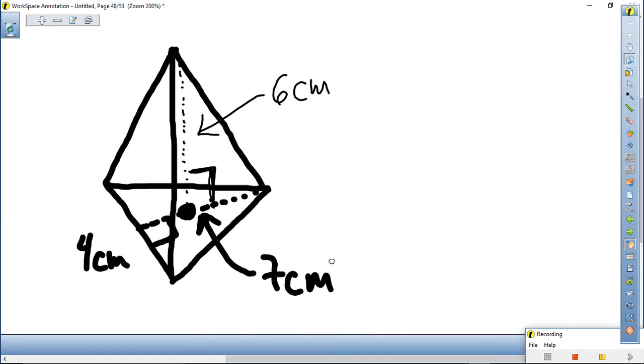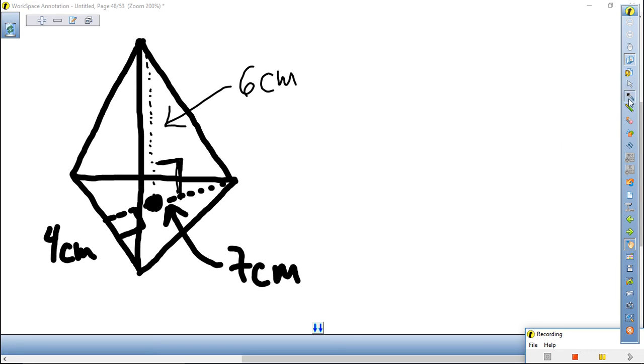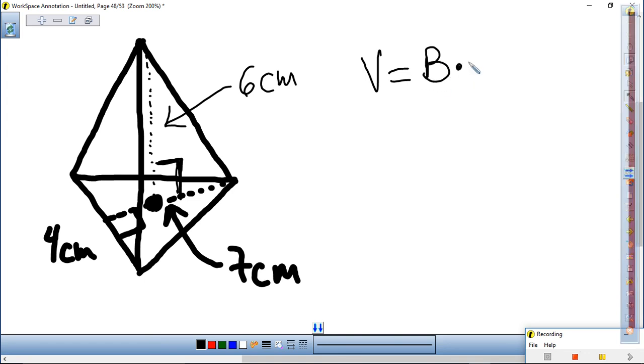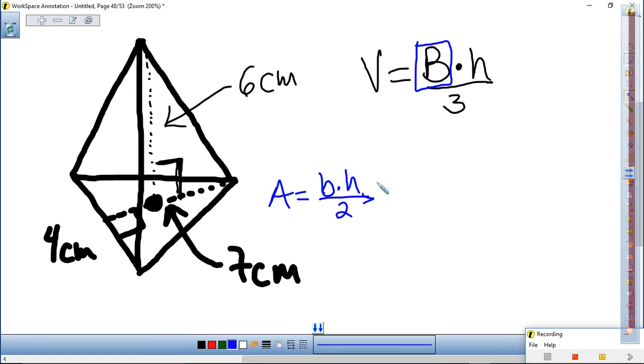Therefore, let's find the volume. What is the formula that we write? V equals big B, or capital B, times H, and at the end, divide by 3. All right? Well, the process is the same. We need to start with what? The area of the base. How do we find the area of this triangle? Tell your neighbor, please. Base times height over 2. Tell me what you write for B and H.